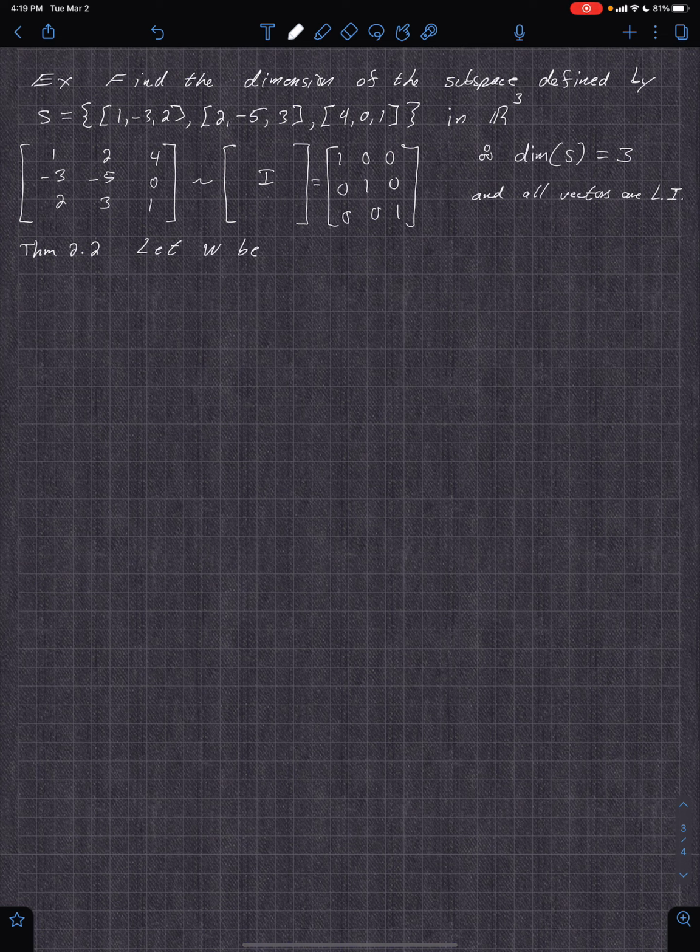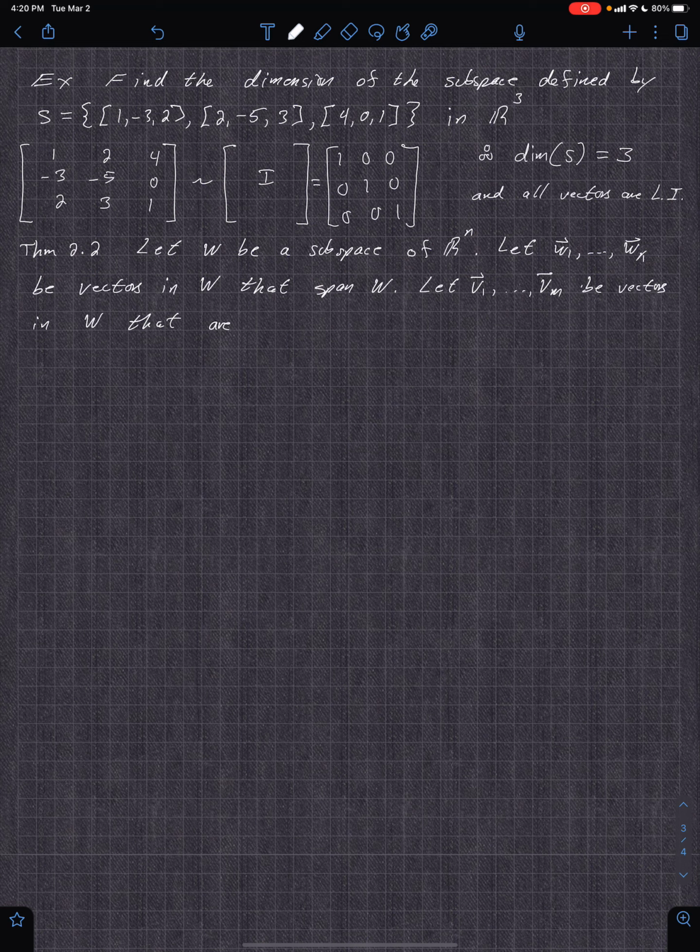So let W be a subspace of Rn. Let W1 to W sub k be vectors in W that span all of W. Let V1 to V sub M be vectors in W that are linearly independent.